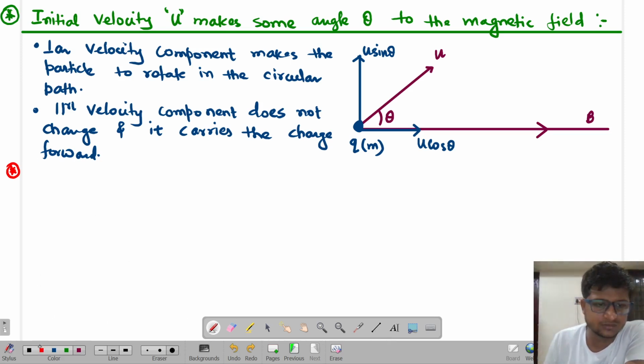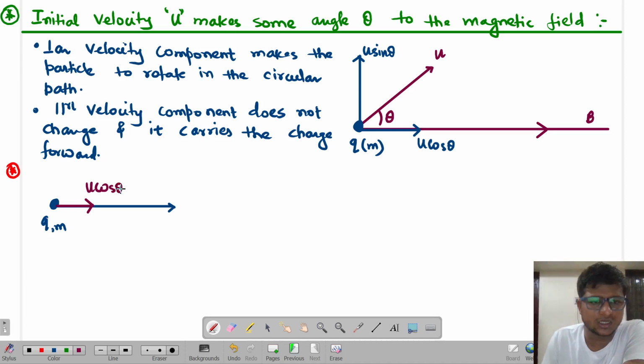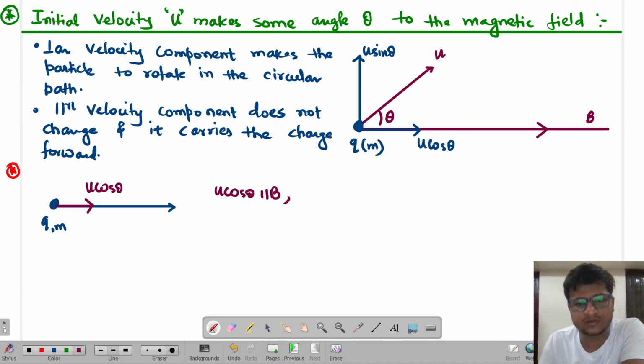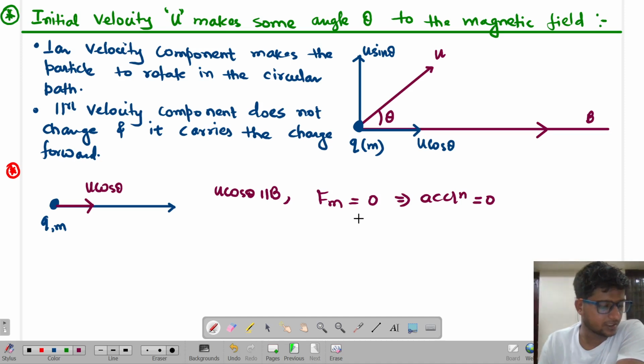So the point is, let's suppose I have a charged particle like this, and this is my magnetic field, and along this side it has velocity u cos theta. If you look over here, this u cos theta is parallel to the magnetic field. So the force by the magnetic field, when you apply bqv sin theta, sin theta is 0, so the force by the magnetic field is also 0. And if the force is 0, will the acceleration by the magnetic field be 0 or not? Are you able to get me?